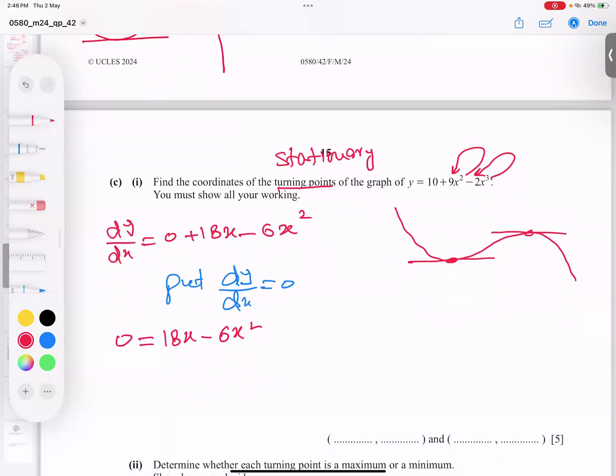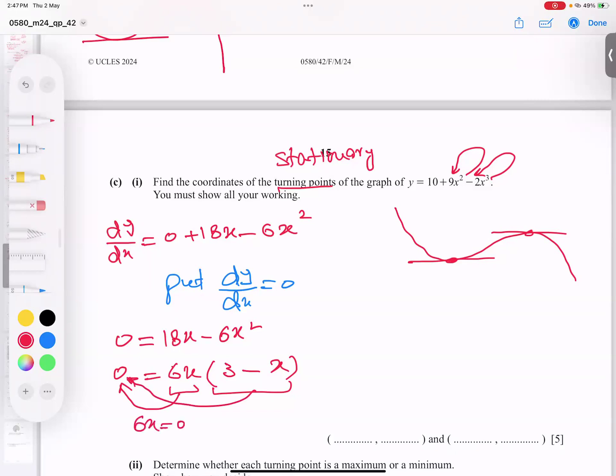Now you can take 6 and x common out. I think taking 6 and x common is the best idea. 6 3s are 18, and this x. How come? Because this x gone out of x squared leaves 1 x. And 6 3s are 18 and 6 1s are 6. Where there is no number, it means 1. So whenever the product of two parts equals 0, we say either the first part is 0 or the second part is 0. So let's try to find it.